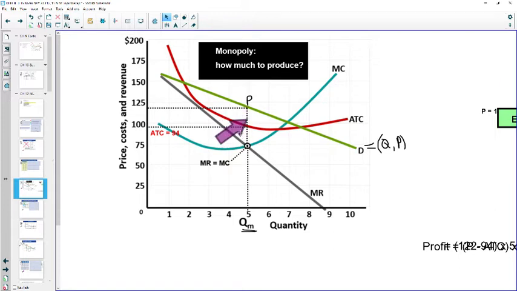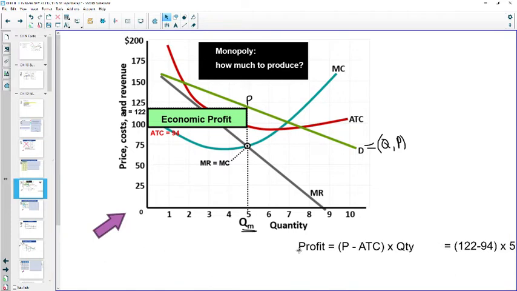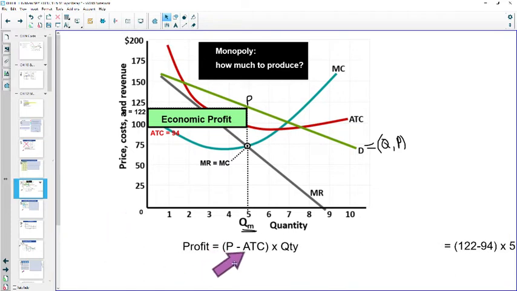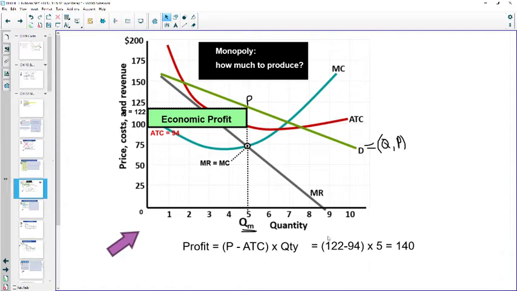They're making this profit in addition to a normal profit. This is an economic profit. The price they're going to charge from the demand curve is 122. For all the models, the profit equation is P minus ATC. This is your profit per unit times the number of units. And in this example, we've got 122 minus 94 times 5 is 140.